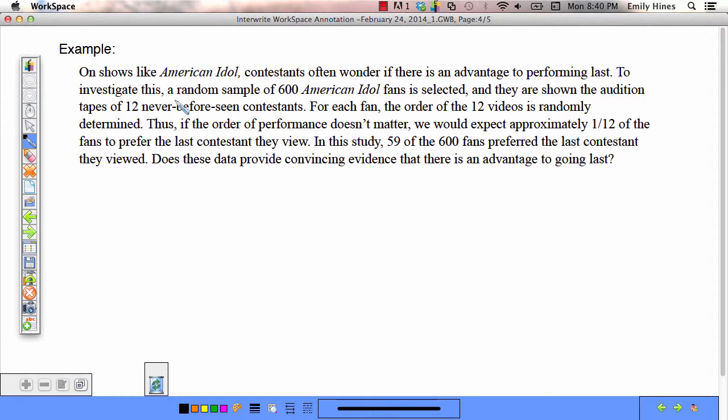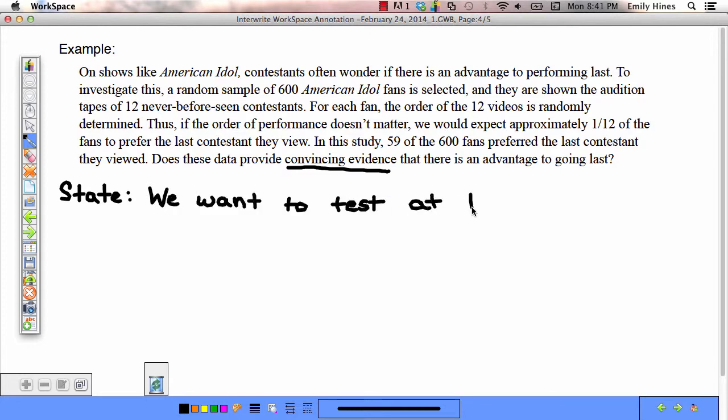Thus, if the order of performance doesn't matter, we would expect approximately 1/12 of the fans to prefer the last contestant. In this study, 59 of the 600 fans preferred the last contestant. So does this data provide convincing evidence that there is an advantage to going last? So, state: we want to test at the alpha equals 0.05 level.